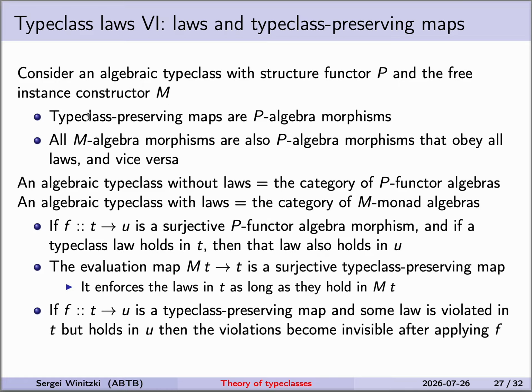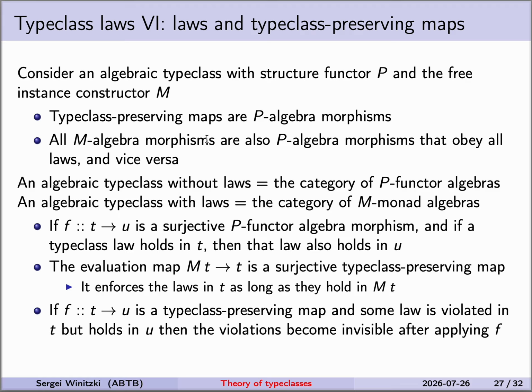It turns out that type class preserving maps, as we have seen, are just P algebra morphisms. But if we are looking at M monad algebra morphisms, then it turns out that there is a one-to-one correspondence with the P algebra morphisms that obey the laws. So in other words, type class preserving maps between types that obey the laws are not just P algebra morphisms, but they are M monad algebra morphisms.